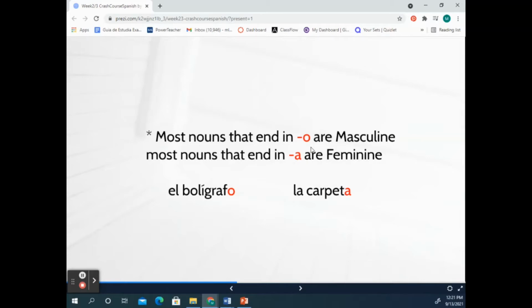These are ways that we can indicate if a noun is masculine or feminine in Spanish. So here would be the first thing that I would take mental note of. Most nouns that end in O are masculine in Spanish. Most nouns that end in A are feminine. Now, notice I said most. That's because there's always exceptions to rules, as we know very well in English as well. But I would say 95% of the nouns are going to work this way. Some other examples. Bolígrafo, again, in O. Carpeta, ending in A. This is going to be a masculine noun. This is going to be a feminine noun.